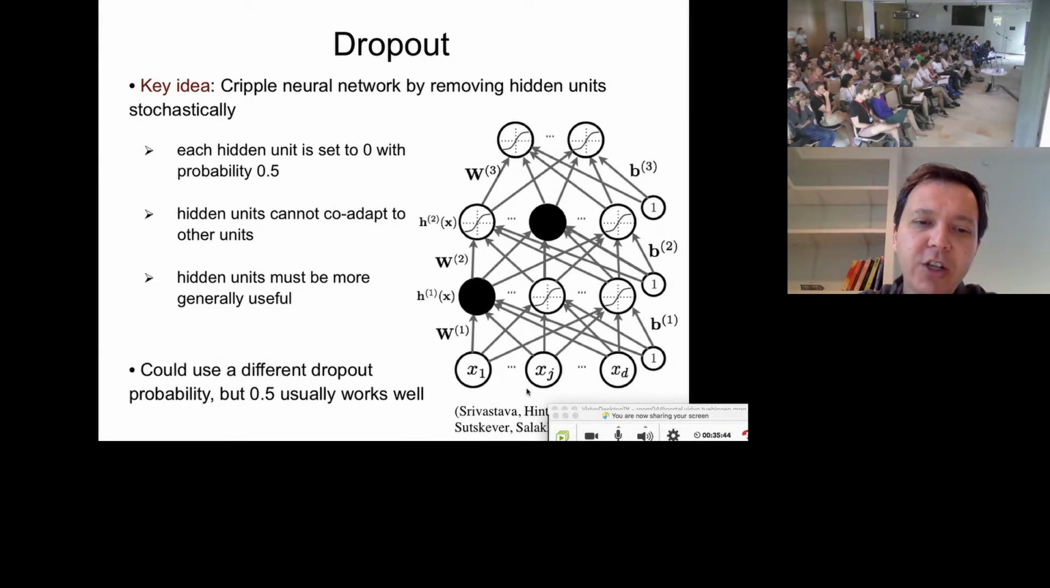And then typically you can use a different dropout probability, but 0.5 usually works well. And one point I also want to make is that you're choosing which units to drop out for every single example. So even when you see the same example twice, the units that you're going to be dropping out are going to be different, right? So if you have 1,000 units in your network, there are 2 to the 1,000 possible networks that you effectively fit.